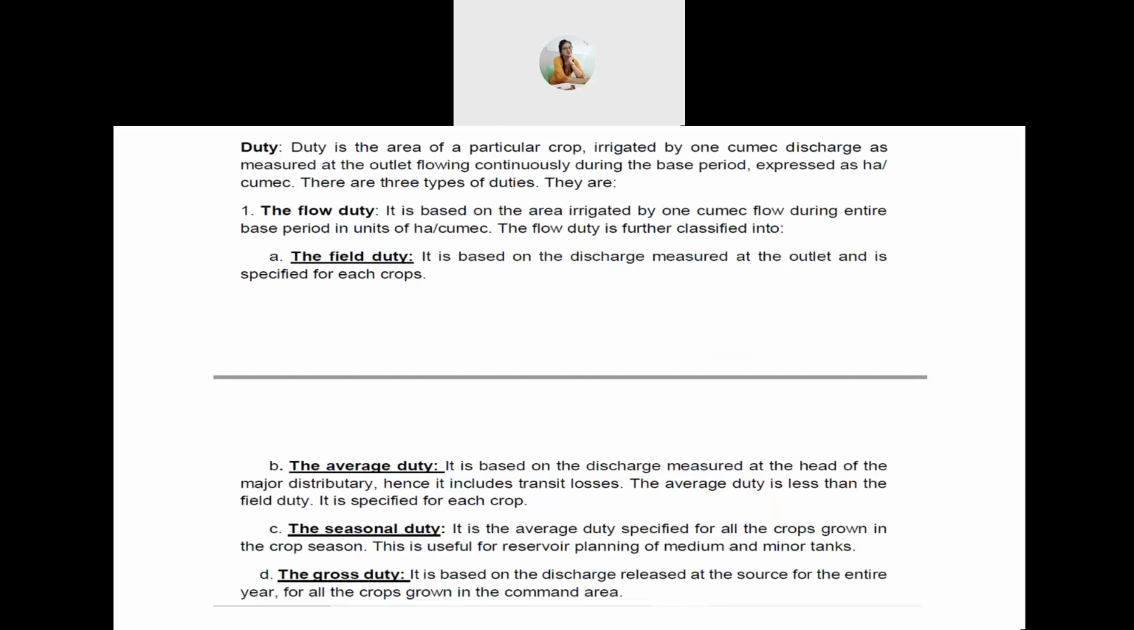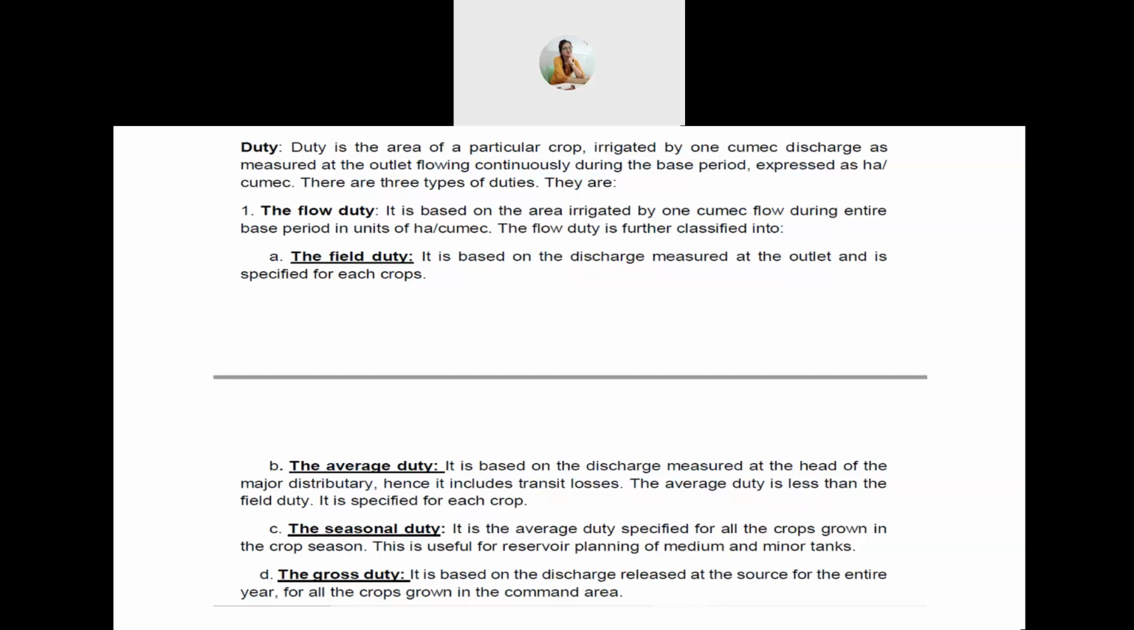The next term that we will go through is duty. So what is duty? The definition of duty is, it is an area of a particular crop irrigated by 1 cumec discharge as measured at the outlet flowing continuously during the base period, expressed as hectare per cumec. So basically there are three types of duties.